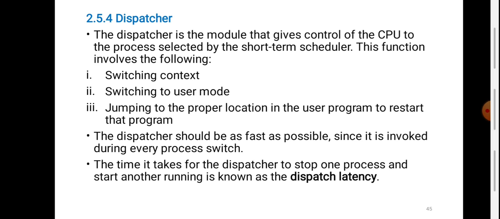Yeah. So the next small topic is the dispatcher. The dispatcher is a module that gives control of the CPU to the process.